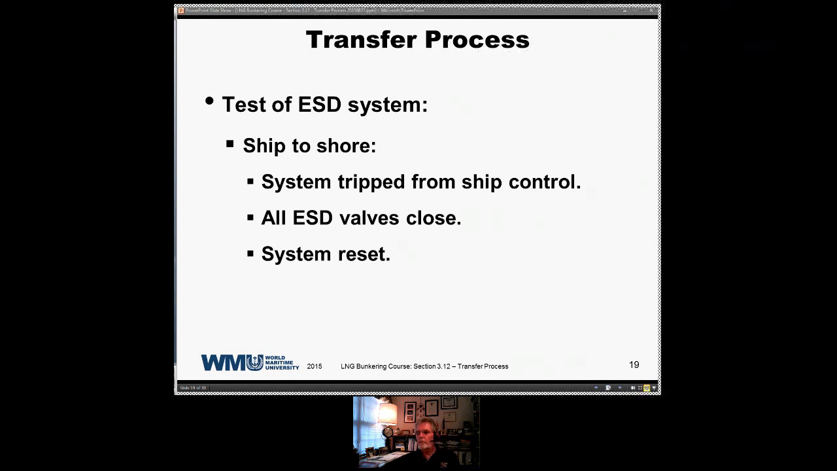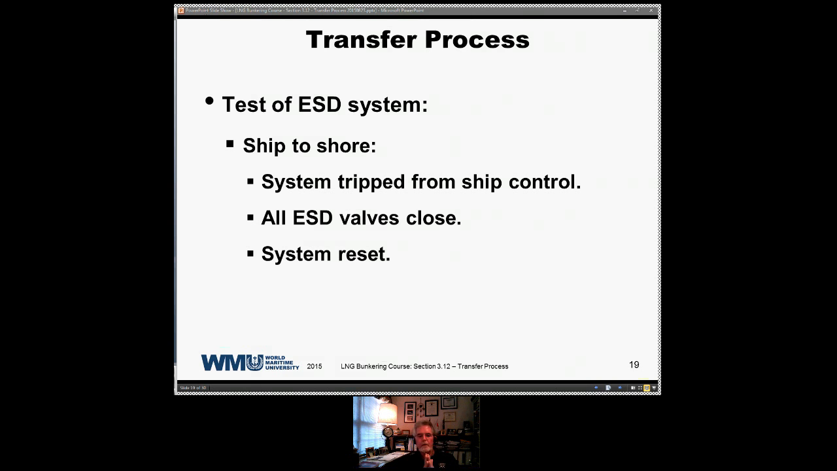So the ship will initiate a trip. Usually it's going to do a countdown with the shore. Communications are done over the radio, ship control to shore control. We're going to do the ESD, counting down 3, 2, 1, trip. As soon as you hit it, you trip. The ship knows immediately that the trip has been activated. The shore is going to respond, we've received the trip, we're shutting down.